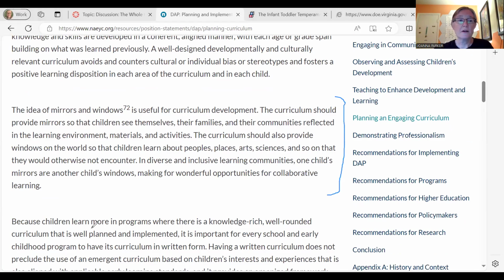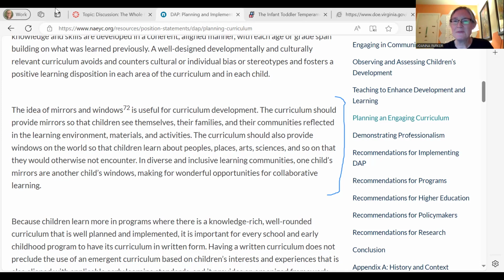to look at this paragraph around this concept of mirrors and windows. So here it says, the idea of mirrors and windows is useful for curriculum development. The curriculum should provide mirrors so that children see themselves, their families, and their communities reflected in the learning environment, materials, and activities. The curriculum should also provide windows on the world so that children learn about peoples, places, arts, sciences, and so on, that they would otherwise not encounter. In diverse and inclusive learning communities, one child's mirrors are another child's windows, making for wonderful opportunities for collaborative learning.